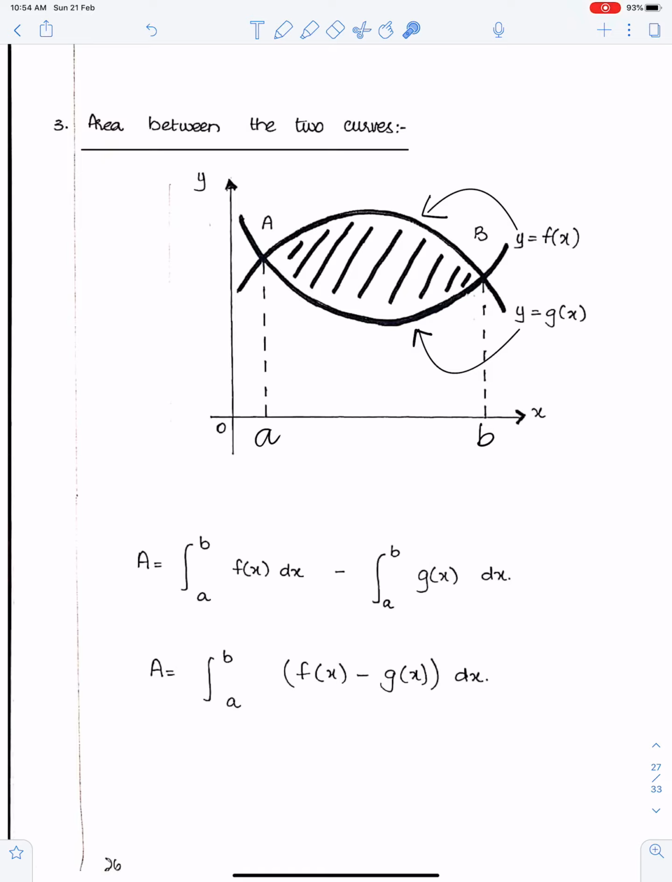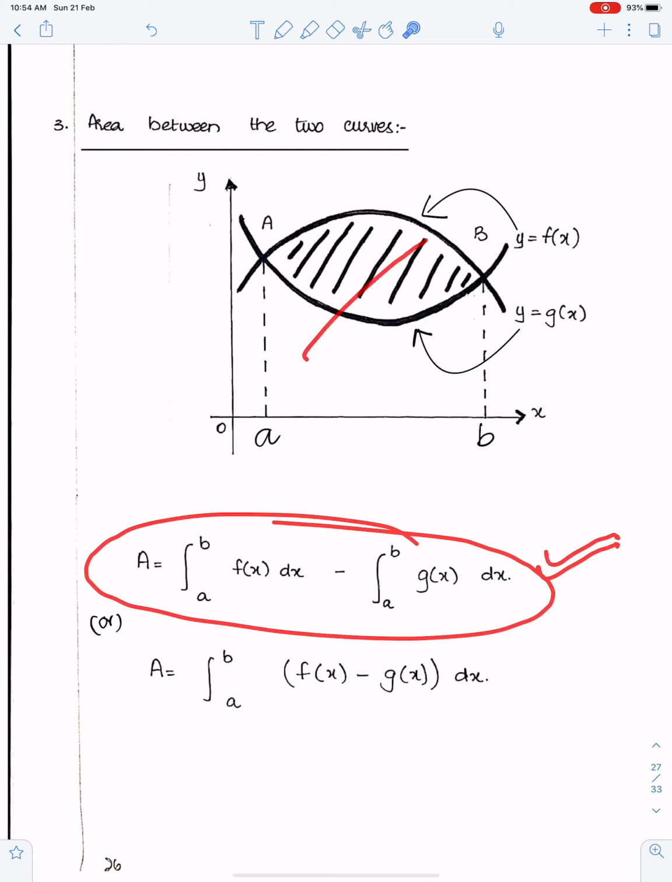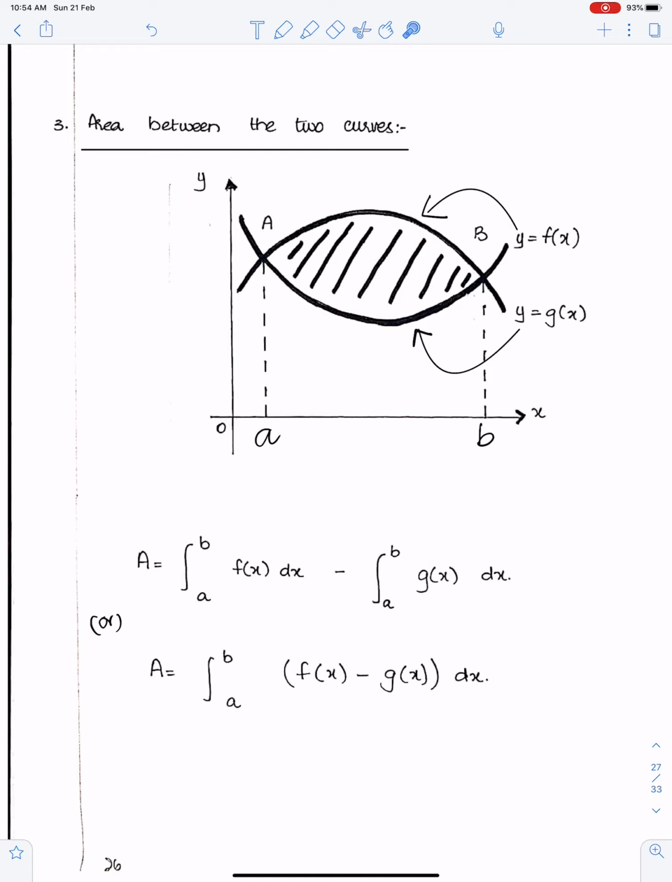And you can even take common the sign of integral in dx. There are two ways to write this formula. But this one is simple. Always use this formula, because in order to avoid careless mistakes, this formula is better for area between two curves. And you can even use this formula.